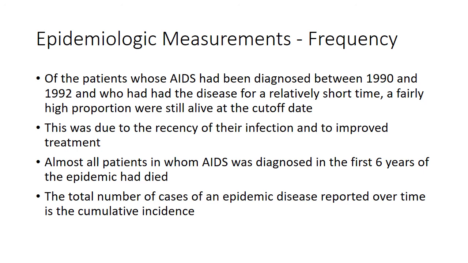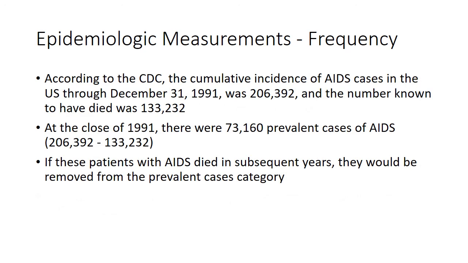So what you can see is that the total number of cases of the epidemic disease reported over time is going to be that cumulative incidence. So again, that N that we were looking at in that graph, I should say, would be the cumulative incidence, because those are all the cases of AIDS that got diagnosed during that study period. And so, again, when you're looking at that cumulative incidence of AIDS cases, the time period was 206,000, right? The number known to have died was 133,000.